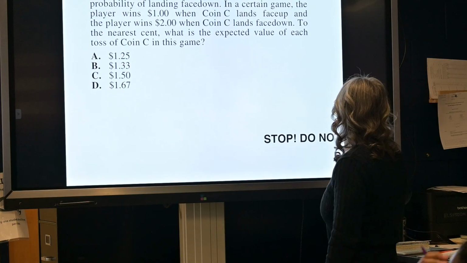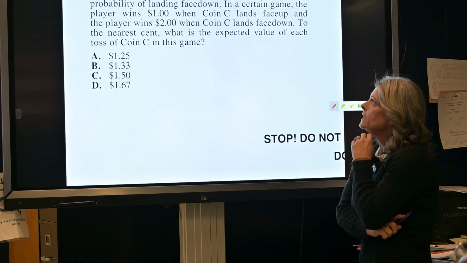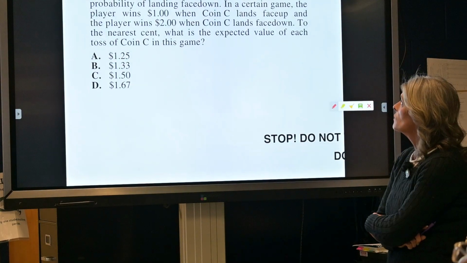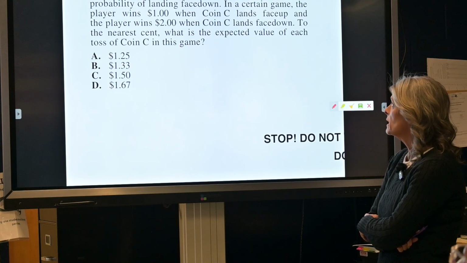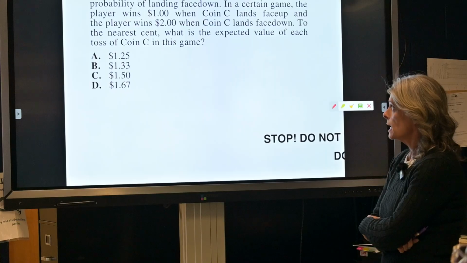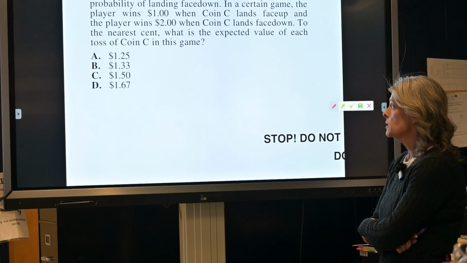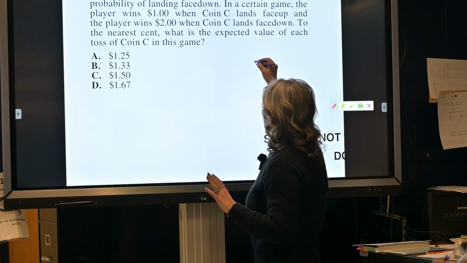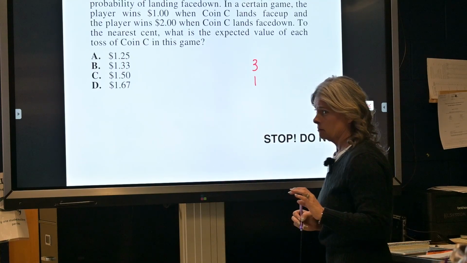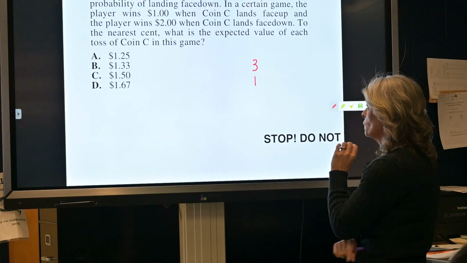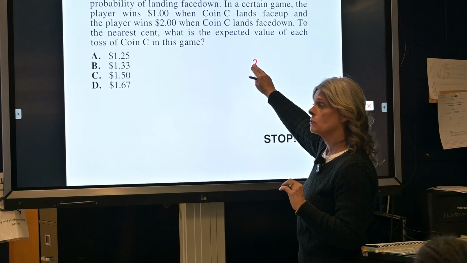Okay, this problem has sort of been stumping us a little bit. So each time coin C is tossed, it lands face up or face down. The probability of landing face up is 3 times the probability of landing face down. Okay, so 3 times face up, 1 time face down. Okay, so for every 1 time, it's going to land face up 3 times.